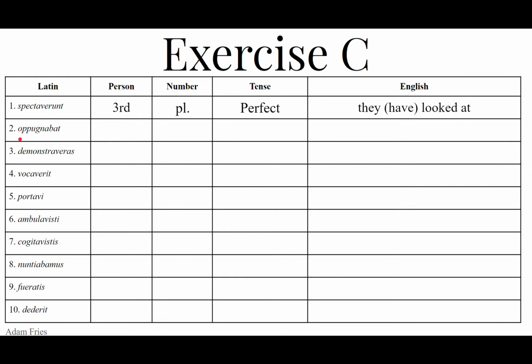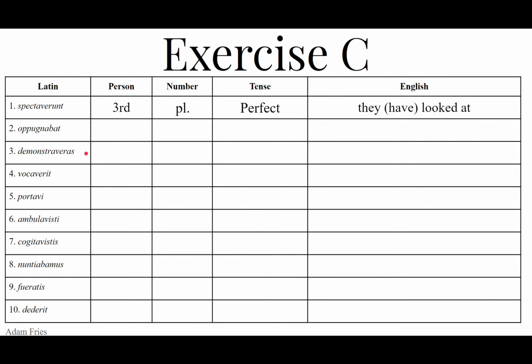Optime, number 2, opugnabat. Opugnabat with a T is third person and it's singular. The ba tells us that it's imperfect tense, and notice it's on the present stem opugna. So he, she, it was attacking, was assaulting, used to attack. Imperfect tense, an incomplete, ongoing action in the past.